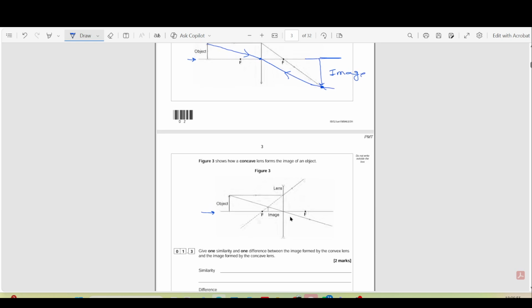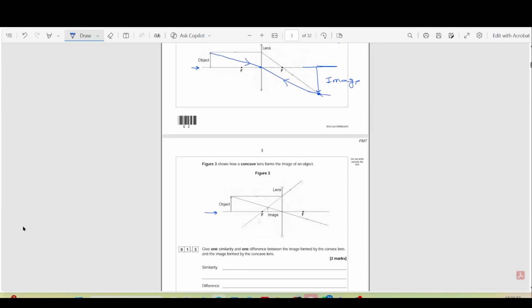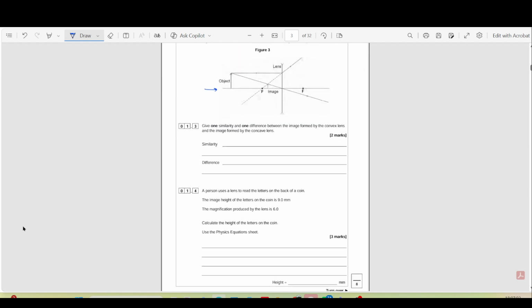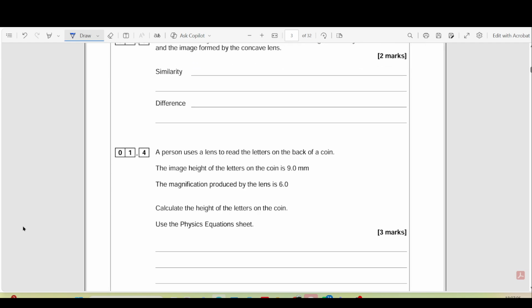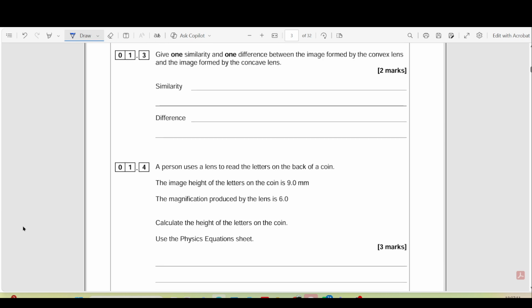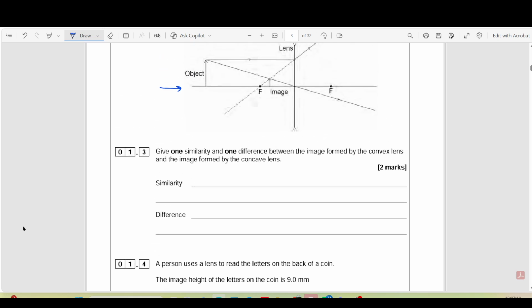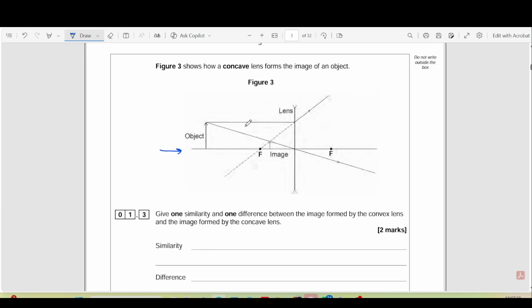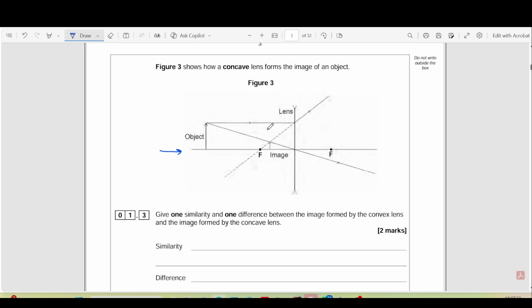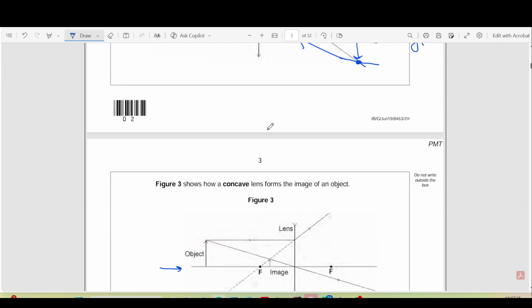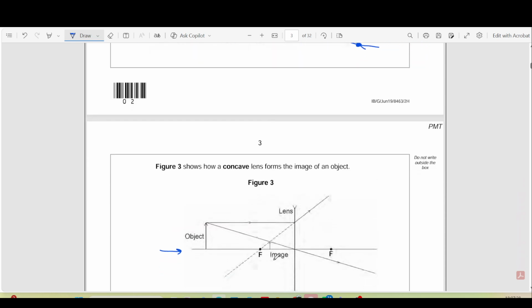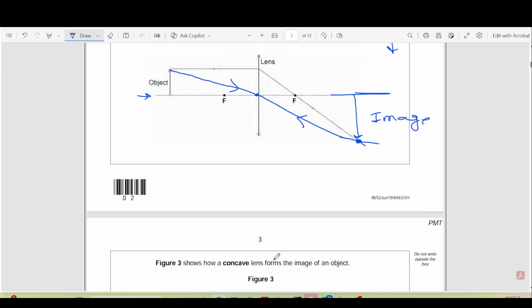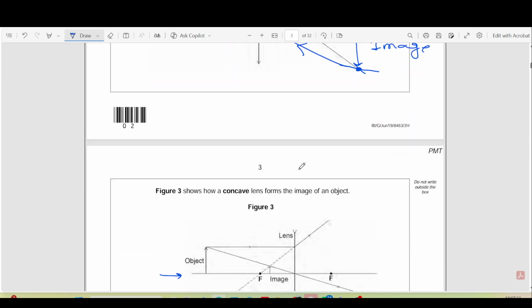Give one similarity and one difference between the image formed by the convex lens and the image formed by the concave lens. The convex lens image is not passing through the focal point. Actually, it is passing from the backward direction. But let's write similarities first. So what are the similarities? This is upright and this is downward, so this is not a similarity.